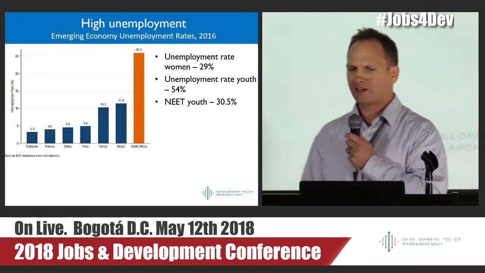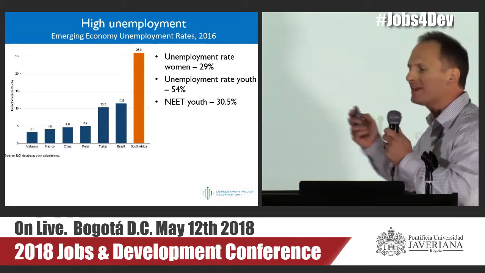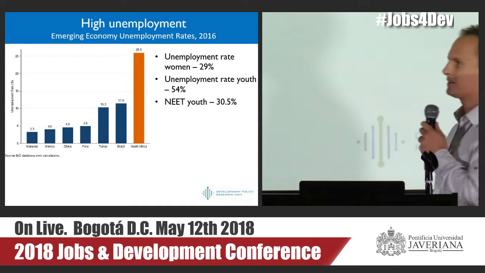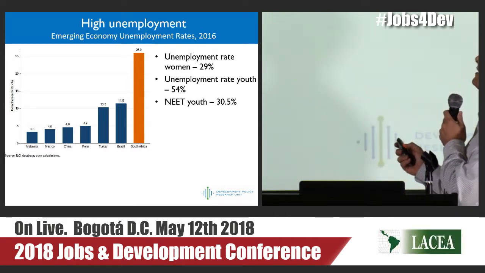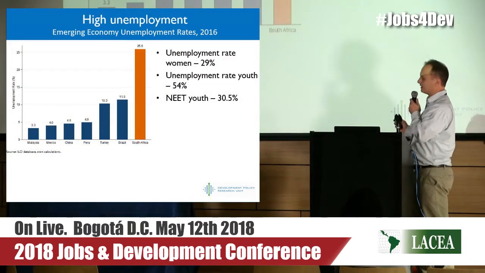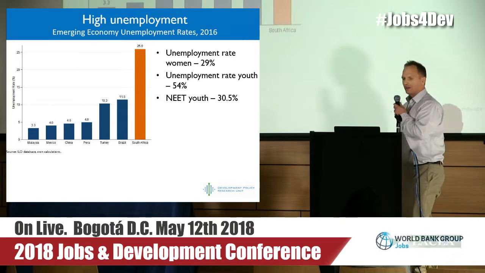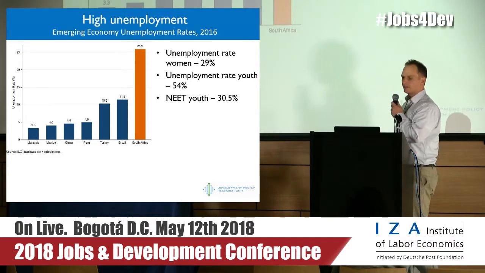So in South Africa, I mean, unemployment is the developmental problem, amongst others. High unemployment. This is the official rate, 25.9% in 2016, much higher than developing or emerging markets peers. So, I mean, South Africa is really an outlier in that regard.